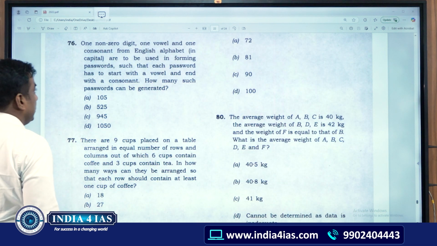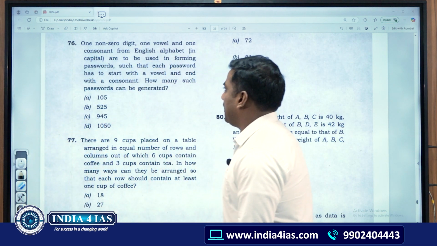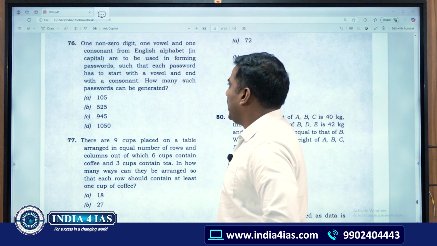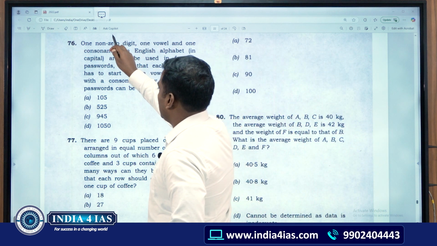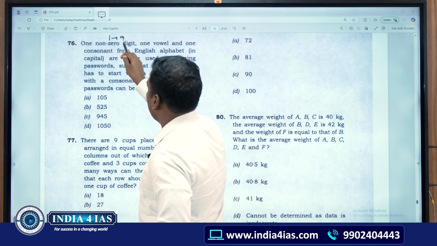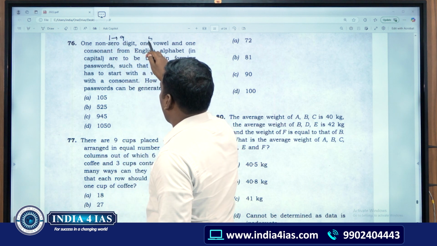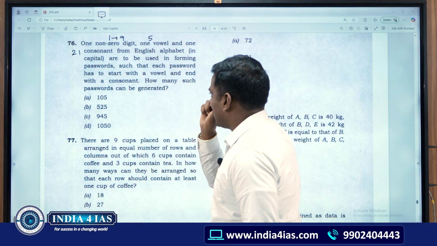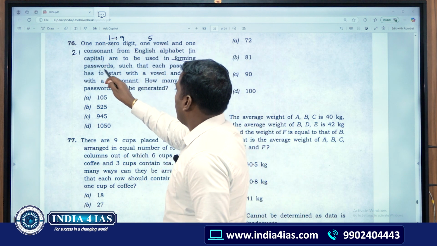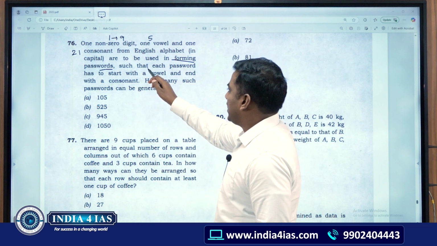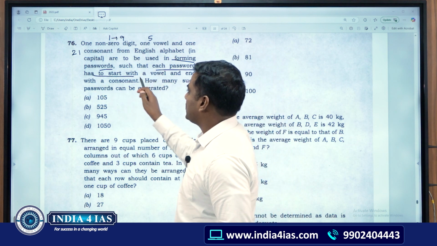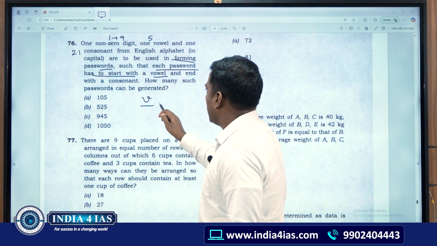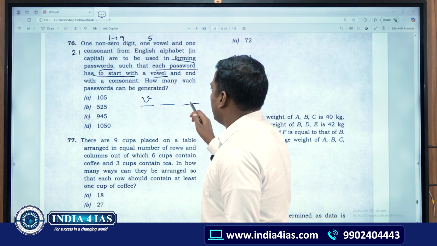One non-zero digit, one vowel and one consonant from English alphabet in capital are to be used. See, one non-zero digit, that is 1 to 9. Then one vowel, so 5 vowels are there. Then one consonant, 21 consonants are there from English alphabet, are to be used in the passwords such that each password has to start with a vowel, so one is vowel, and end with the consonant.